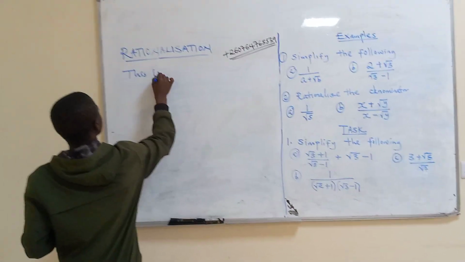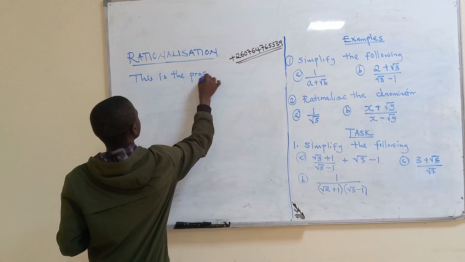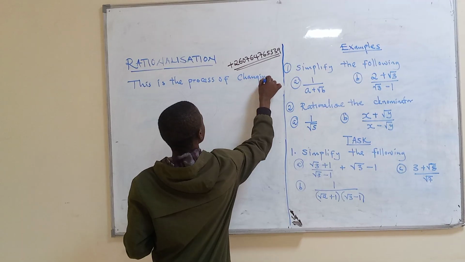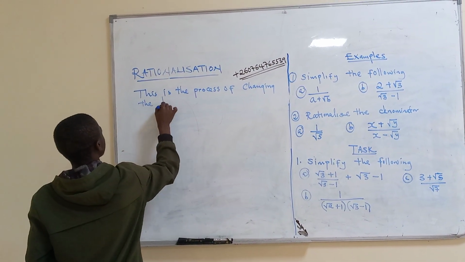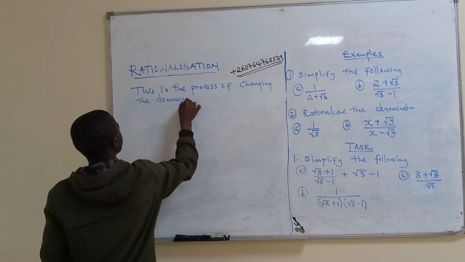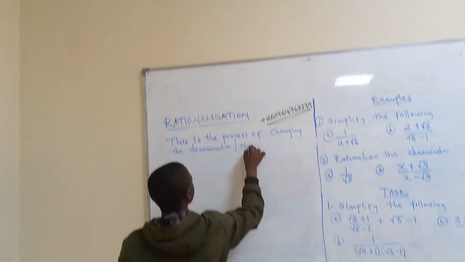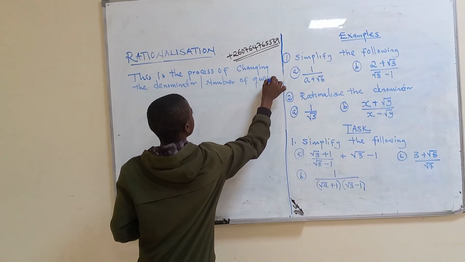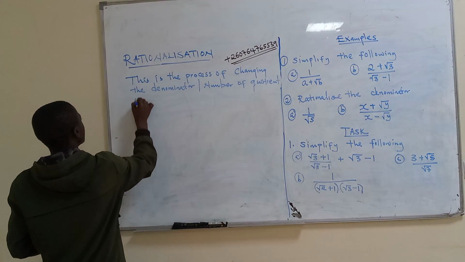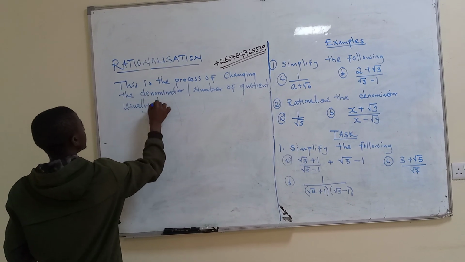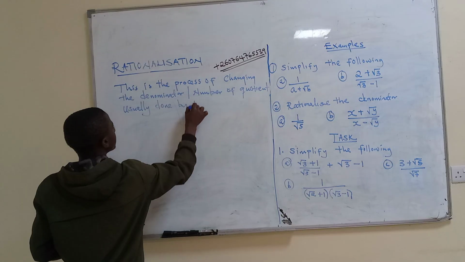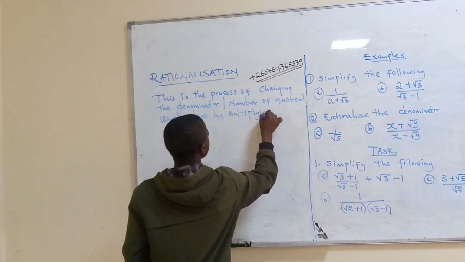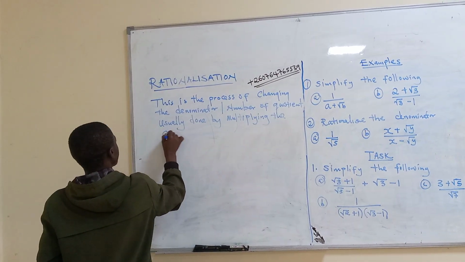So, this is the process of changing the denominator or number of quotients, usually done by multiplying the conjugates.